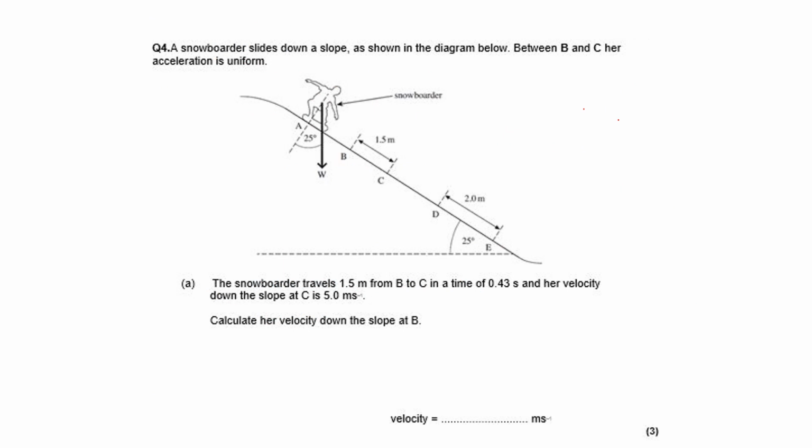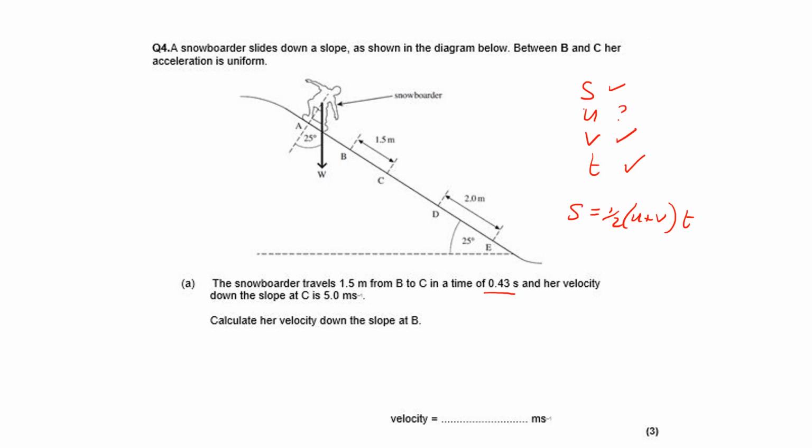We're now going to look at a further, longer, structured question on energy and work done. So a snowboarder slides down a slope, as shown in the diagram below. Between B and C, her acceleration is uniform. Part A, the snowboarder travels 1.5 meters from B to C in a time of 0.43 seconds, and her velocity down the slope at C is 5.0 meters per second. Calculate her velocity down the slope at B.